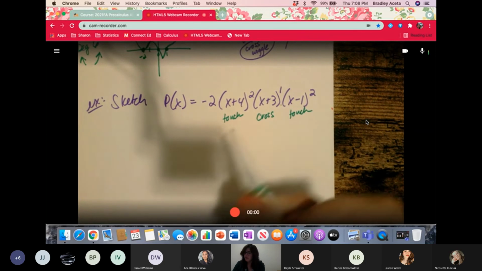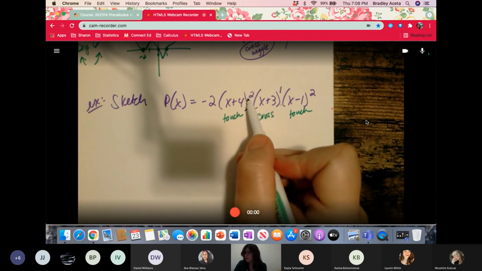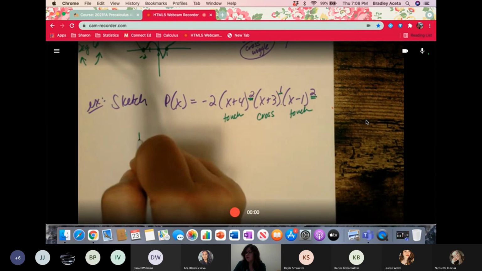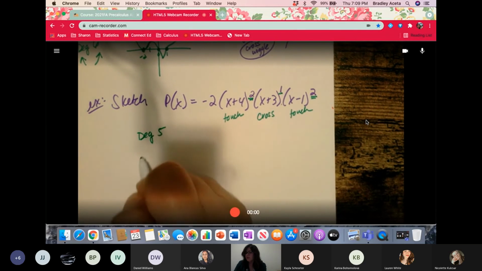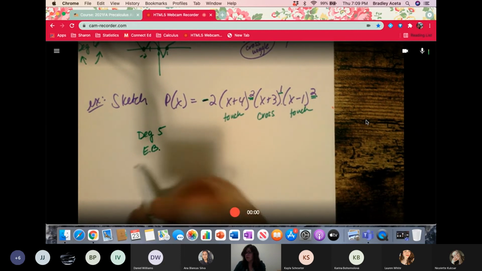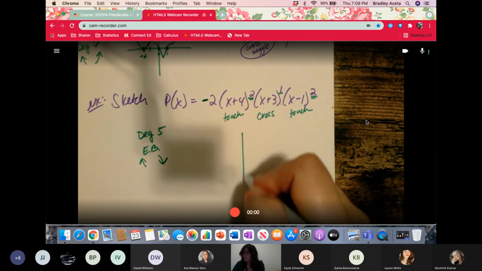So let's take a look at what kind of total degree I have. 2, 1, and 2 make a degree 5. So the end behavior for degree 5 would be, oh, if it's a negative, actually, I was about to write it wrong. Negative would go up and then end down.